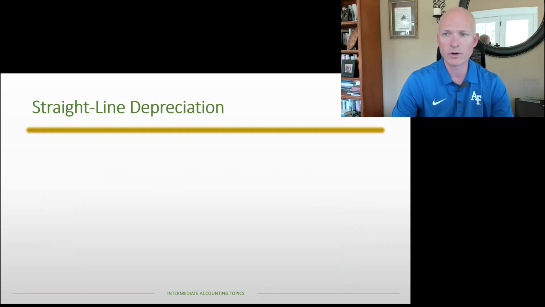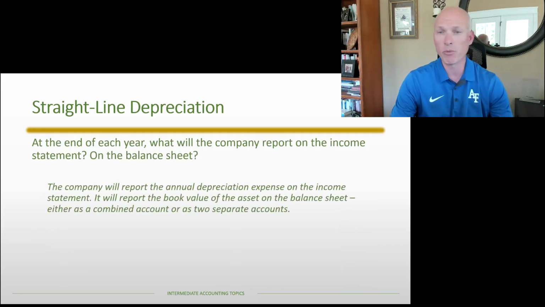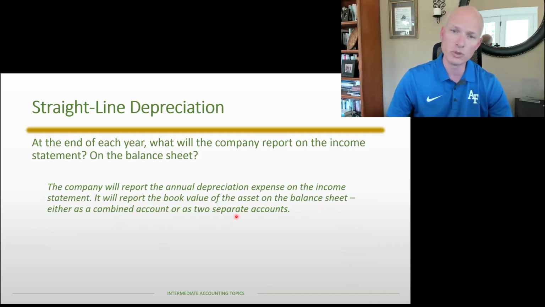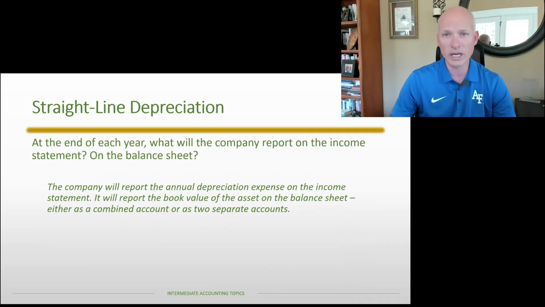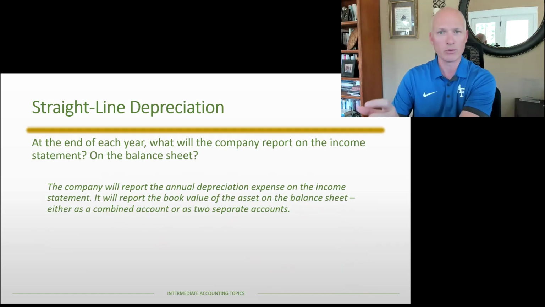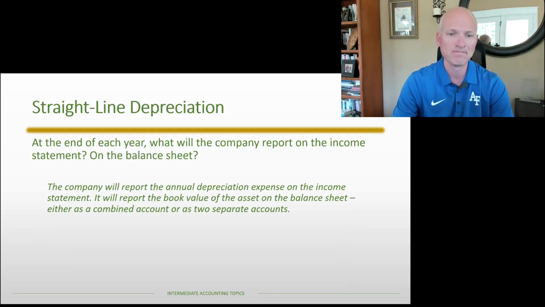Again, hopefully fairly straightforward. At the end of each year, what do we report? You're going to report the depreciation expense on the income statement, but of course, it's only the expense for the current year. And you're going to report the book value of the asset on the balance sheet. Sometimes it'll be combined into one account, or it can be separated into two accounts. If it's combined into one account, it would be like, equipment net of accumulated depreciation, and it would give the net value, and it would give the amount of that accumulated depreciation. But as you saw in intermediate one, we typically just separate them into two separate items.